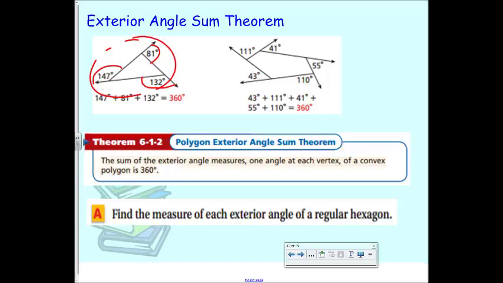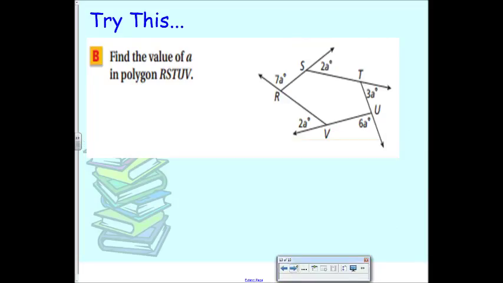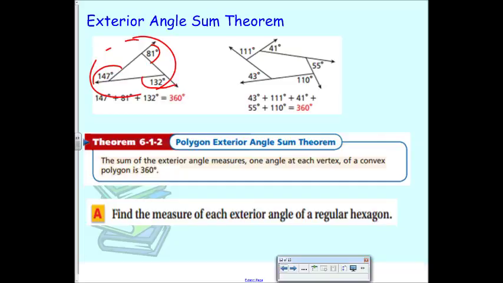Okay, so in any polygon, the sum of the exterior angle measures, one angle at each vertex, if it's a convex polygon, will be 360. It's just always 360. Exterior angles are always 360. Because it's all the way around, and a circle is how many degrees? 360. So why is a circle 360? Because that's what the angles would be if you measured it.